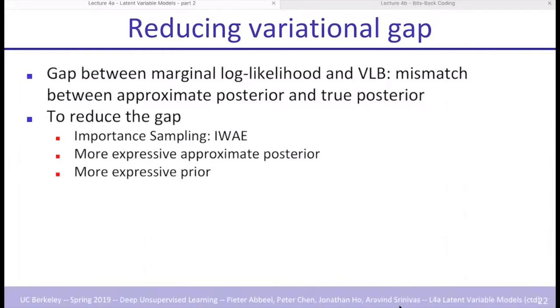So this slide is about reduction of the variational gap. Here, the variational gap means the mismatch between the approximate posterior and the true posterior. And how to reduce the gap, the mismatch, we have importance sampling. The importance weighted autoencoder is abbreviated as IWAE. And now we are also going to talk about a more expressive approximate posterior and a more expressive prior.